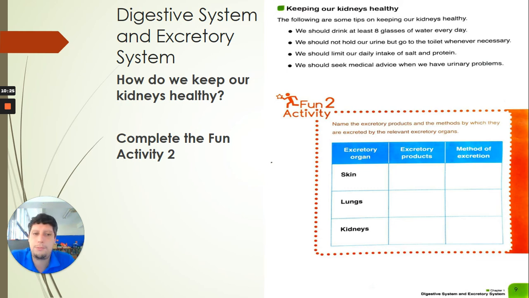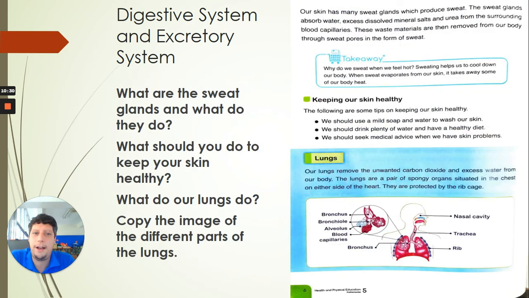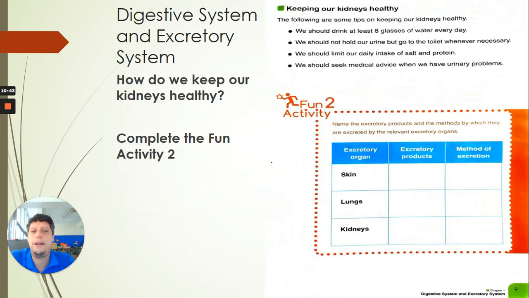What about the lungs? What is the product that the lungs produce? Our lungs remove unwanted carbon dioxide. So in this table, after lungs, excretory products: carbon dioxide. And method of excretion: how do we get rid of the carbon dioxide? Is it by doing this? Nope. Exhaling. We get rid of it through exhaling, not inhaling, breathing out. Try to remember, instead of saying breathing out, say exhale.